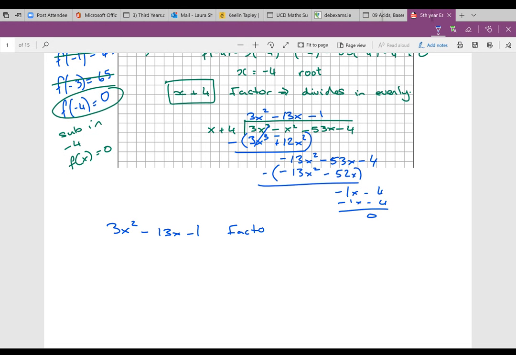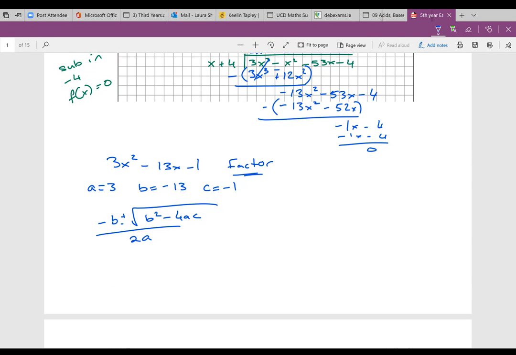Now, this splits up into two irrational factors. I have to use the minus b formula. So a is equal to 3, b is equal to minus 13, and c is equal to minus 1. So minus b plus or minus the square root of b squared minus 4ac over 2a. What we end up getting is x is equal to 13 plus or minus root 181 over 6. You can split them into two separate factors.